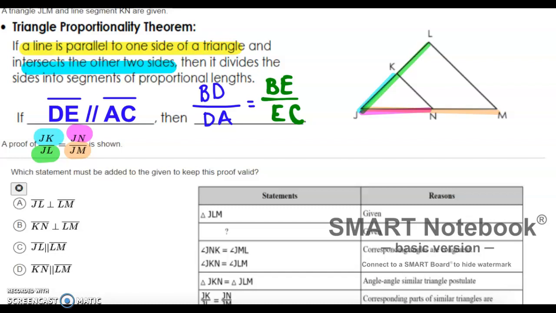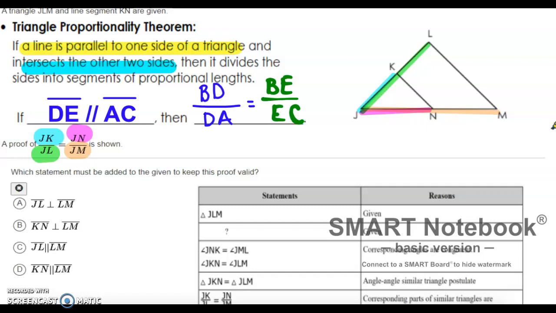So here, if you look at our proportion, remember a proportion takes two ratios and it sets them equal to each other. So the ratio on the left-hand side here, JK to JL, both of those pieces are on one side of the triangle. Our ratio on the right-hand side of the proportion, JN to JM, JN and JM are both on the same side of the triangle. So when we're using a proportion to compare two pieces on the same side of a triangle, we know that we're using the triangle proportionality theorem.